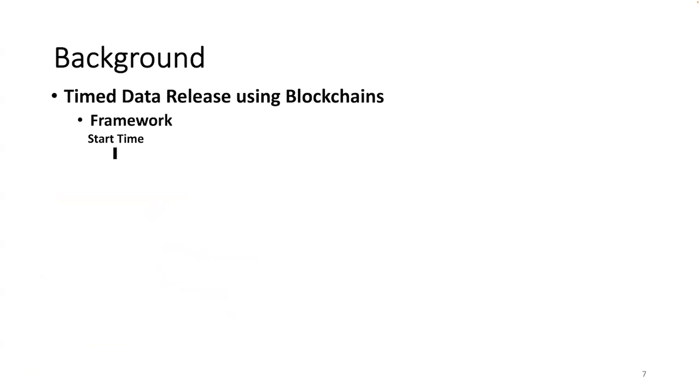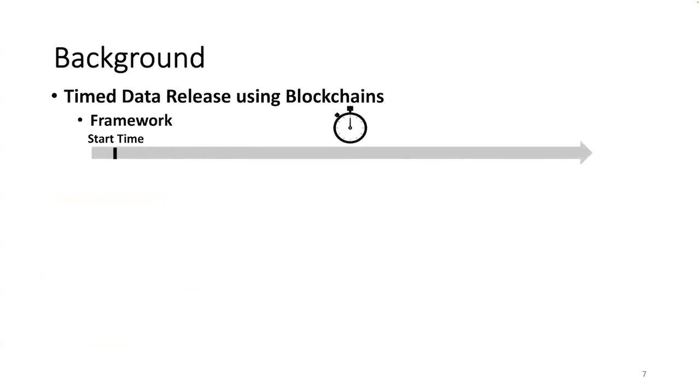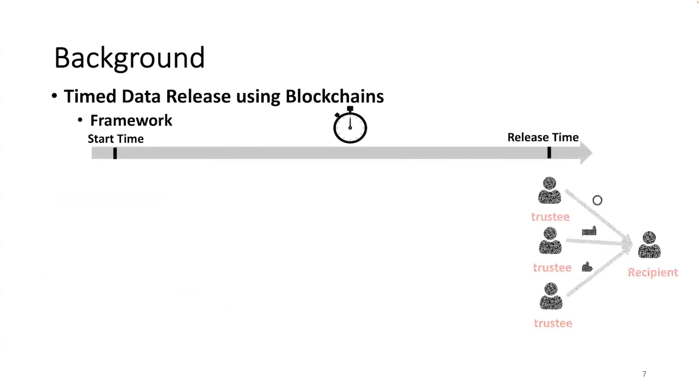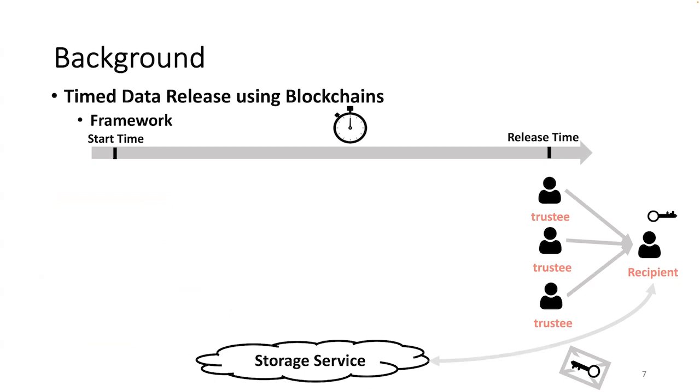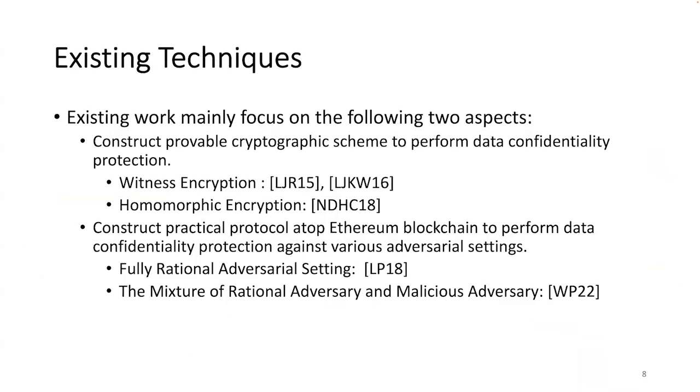So the shares are protected within the network before the release time, and at the release time, the recipient can receive the key shares, recover the original secret key, and extract the encrypted message from the storage platform. Finally, he can decrypt the message. The whole service will be enforced by a smart contract.